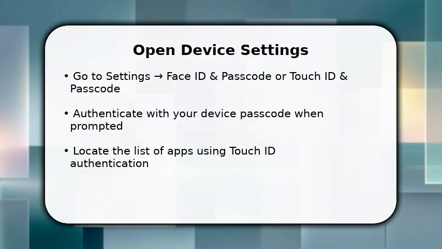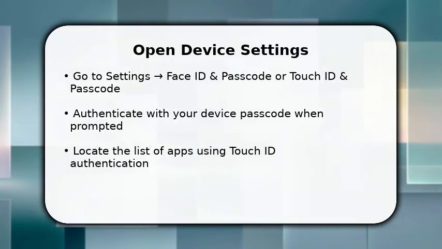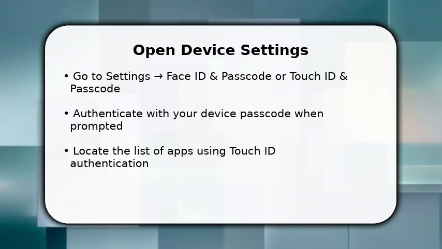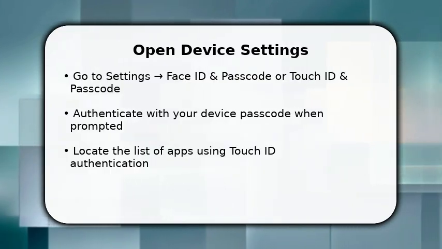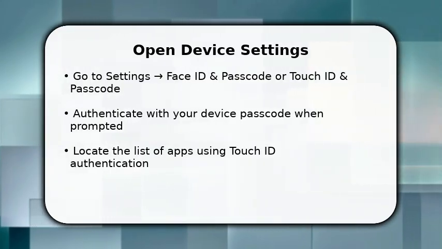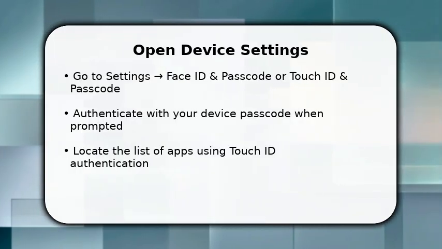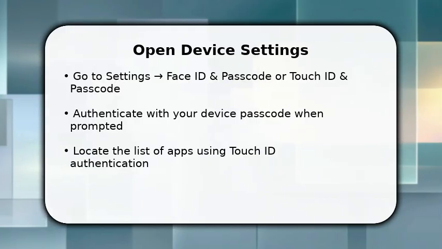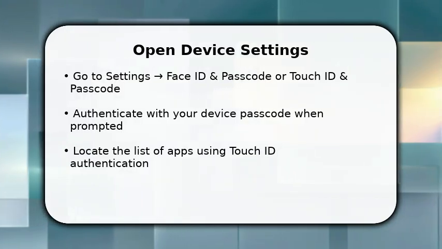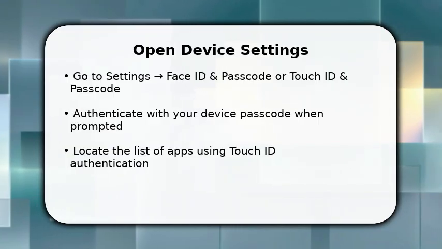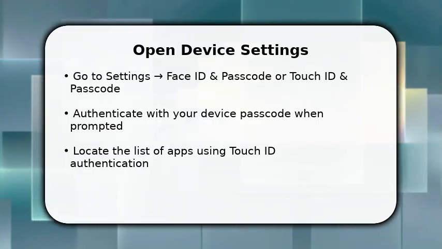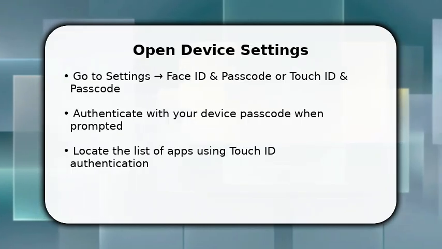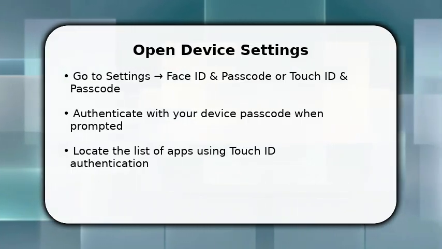Enjoy the video. You start by opening Settings and navigating to Touch ID and Passcode, or Face ID and Passcode on newer devices. Enter your device passcode so the system unlocks the security controls. Once done, scroll to the section that lists apps allowed to use Touch ID. This shows which apps currently rely on fingerprint authentication. This immediate access avoids extra steps inside each app, and it prepares you to revoke permissions quickly.